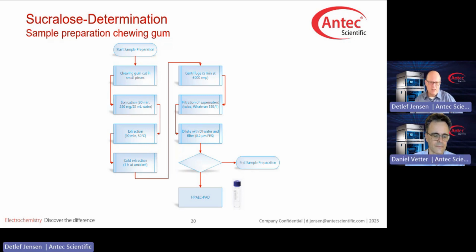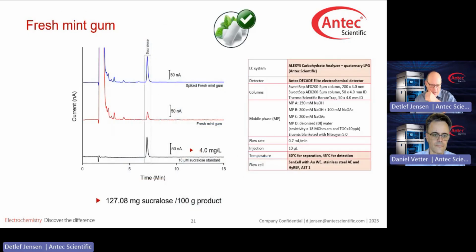So in this case here, sucralose determination in chewing gum, you will cut the chewing gum in small pieces. You extract over a longer period of time. You centrifuge, you filter, you dilute and inject. And why am I suggesting to be on the lookout for existing sample preparation techniques? It allows you to generate data that are comparable, and that is one of the goals of sample preparation techniques, to allow comparable data generation.